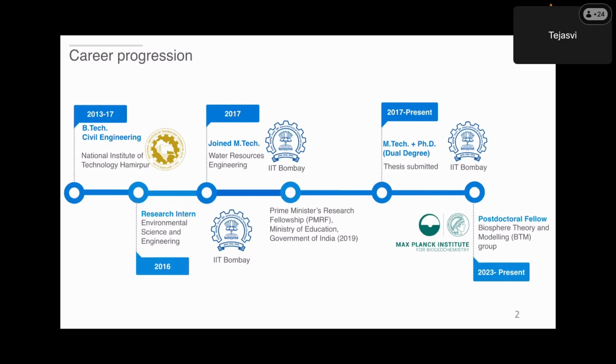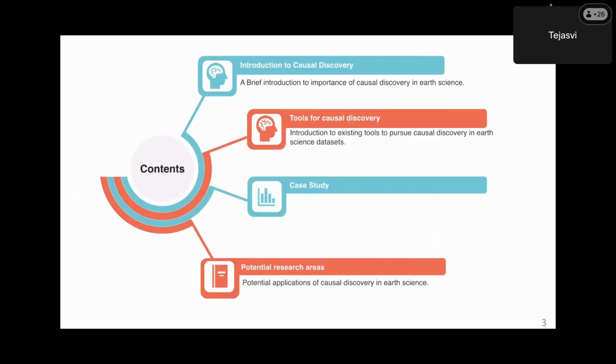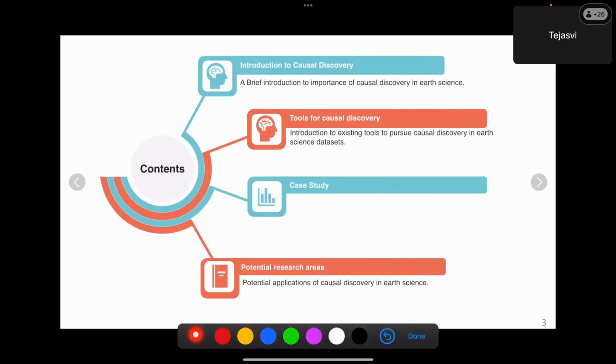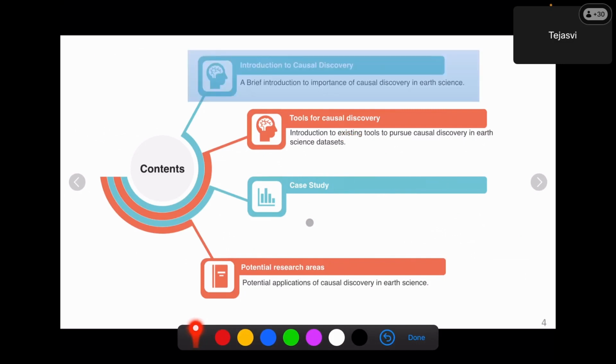So here is a brief outline of how this talk is going to be structured. First, I'll introduce what causal discovery is about. Why is it important? Next, I'll introduce various tools that are available for causal discovery. Post that, I'll share two of my case studies, two of the objectives from my PhD where we have applied these methods. And then we'll discuss some challenges that lie ahead in causal discovery techniques. So let's start with the introduction.